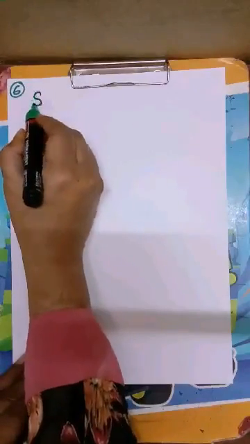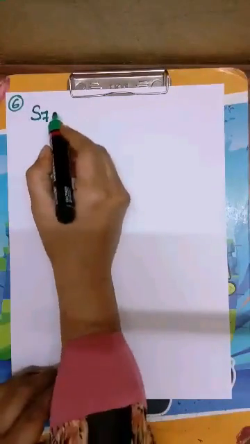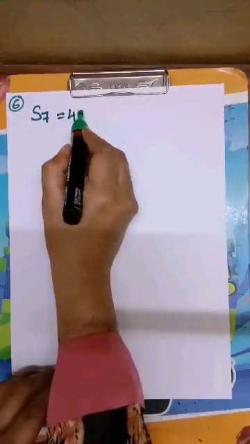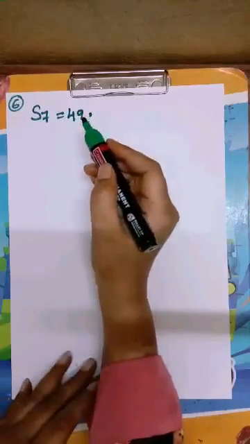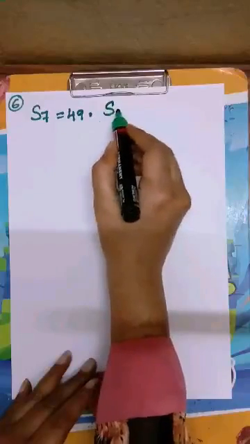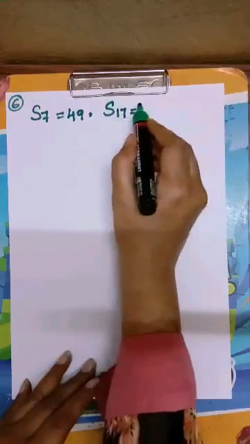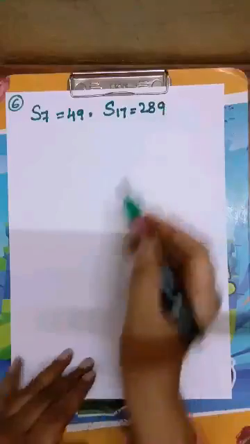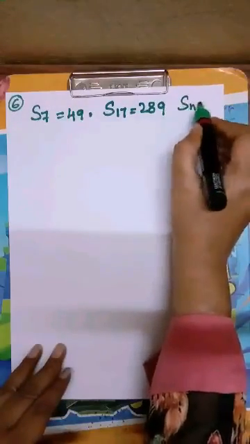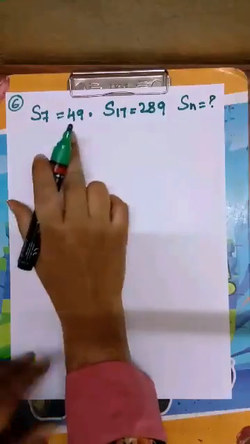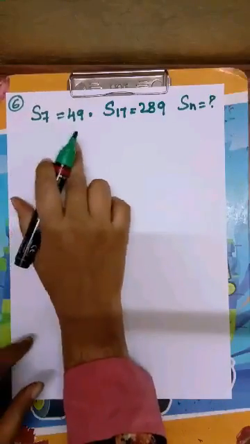If the sum of first 7 terms of an AP is 49. What is given? Listen to the question very carefully. The sum of first 7 terms of an AP is 49 and that of first 17 terms is 289. Find the sum of first n terms. We have to find Sn. See the question, S7 is given. Sum is given.